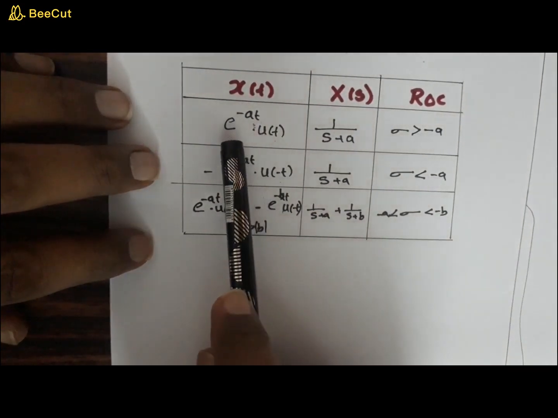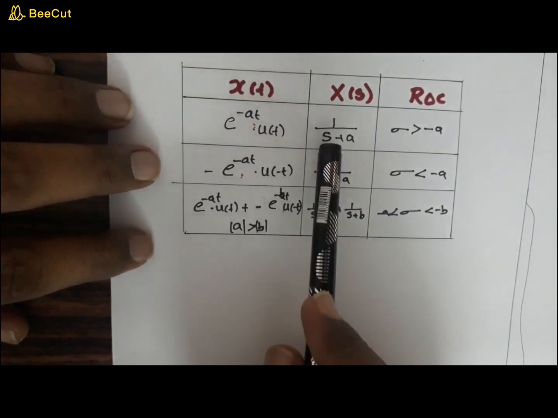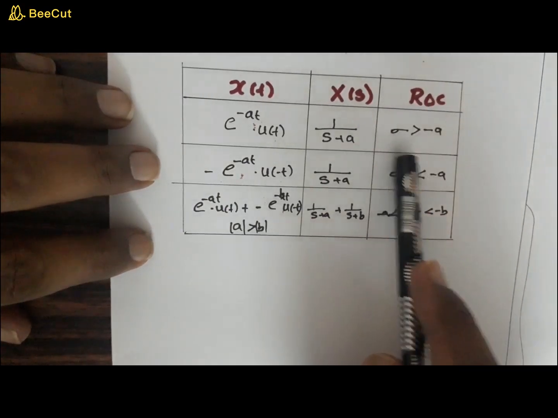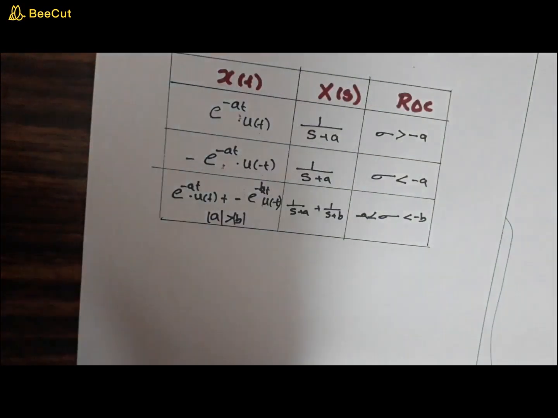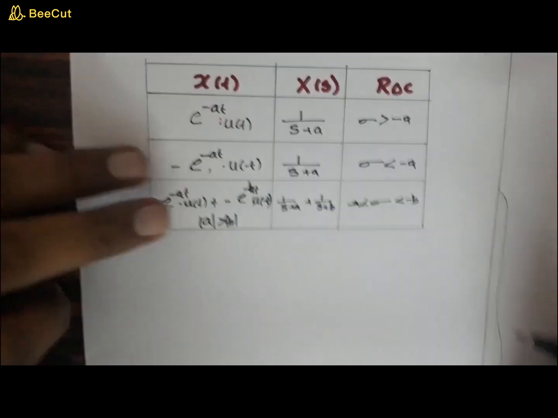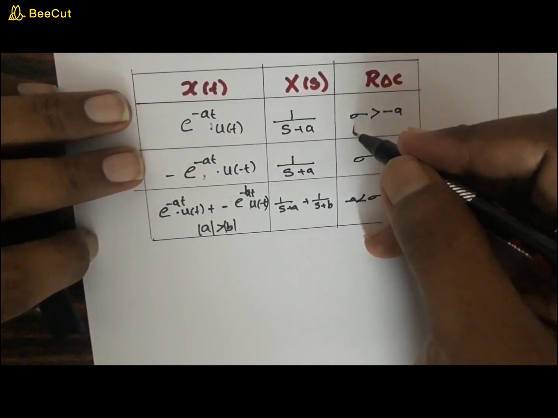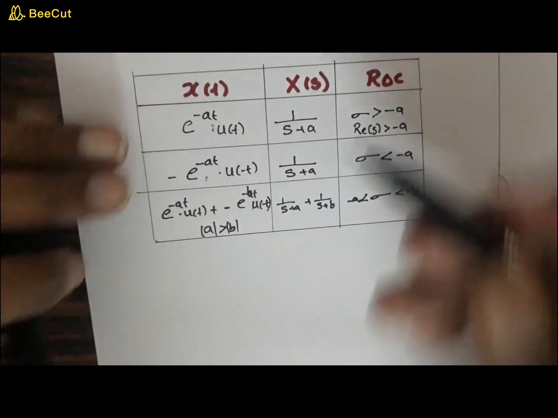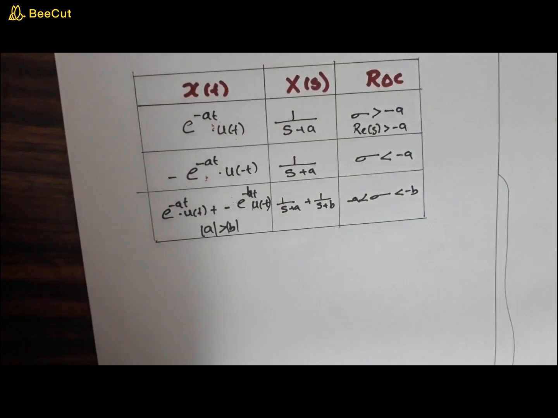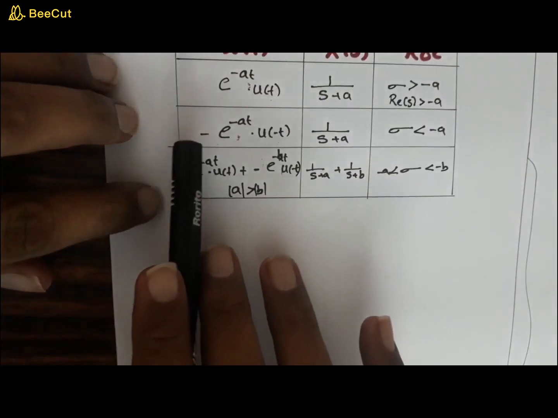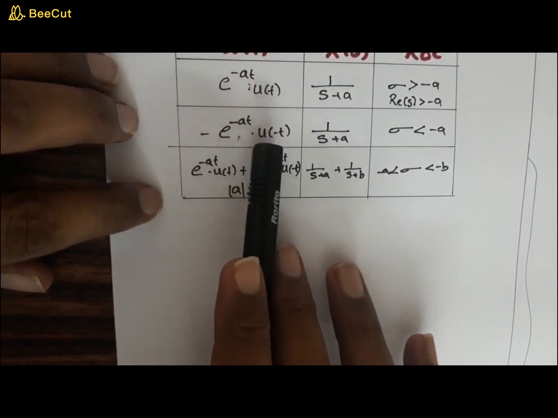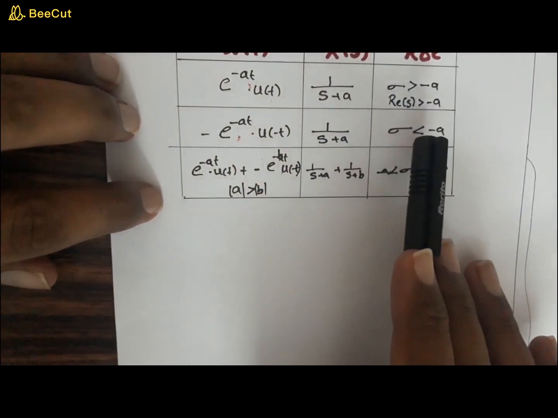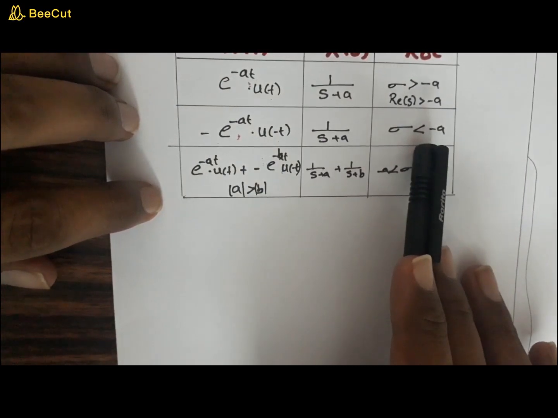The first problem was e raised to minus at into u of t. We all know its Laplace transform is 1 by s plus a, but we found the ROC as sigma greater than minus a. Do you remember that sigma greater than minus a is also represented as real of s greater than minus a? It's one and the same. Now similarly, we went on to the next signal. This is minus e raised to minus at into u of minus t, which has the same transform, but they differ in the ROC. The ROC is less than minus a.